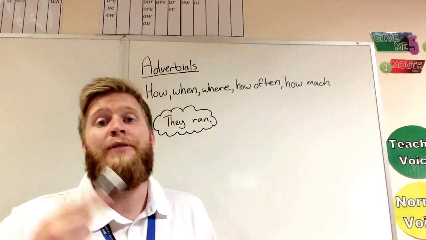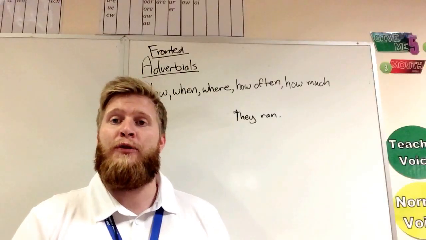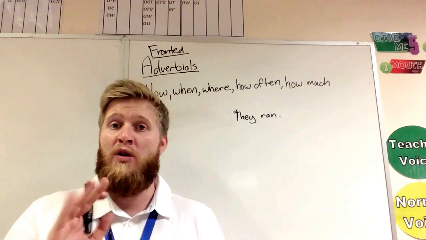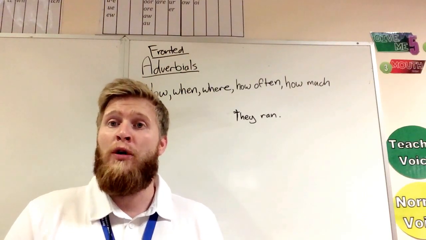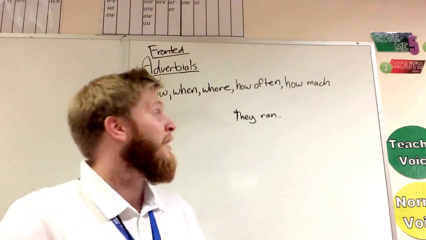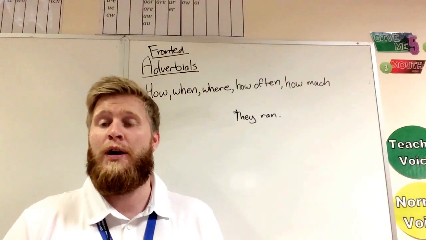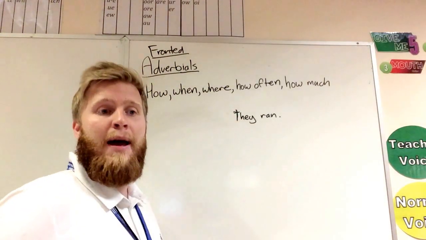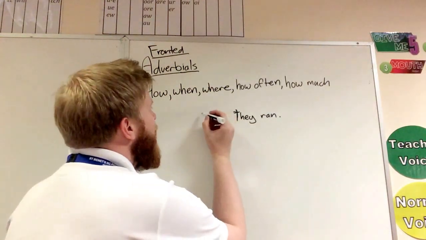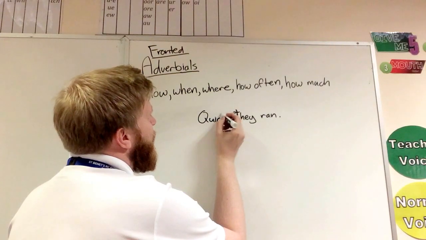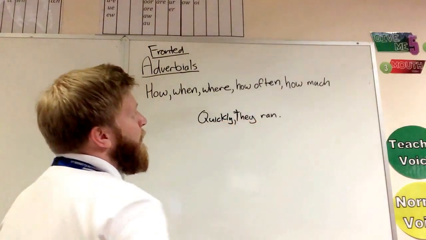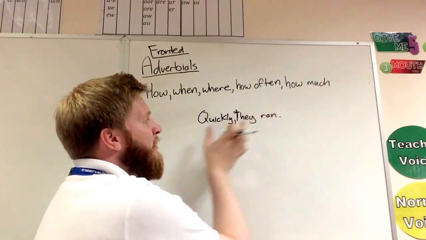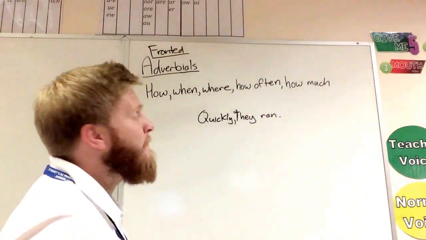So now let's look at fronted adverbials. Again, a complicated word for something that's not really that complicated. We know what an adverbial is. Now, all a fronted adverbial is, is an adverbial that's at the front of a sentence. So we can put adverbs at the front of the sentence, modifying the whole clause. So we could have quickly, they ran. Notice I have a comma in there. We could have they ran quickly, but if I move it to the front, I need a comma there.